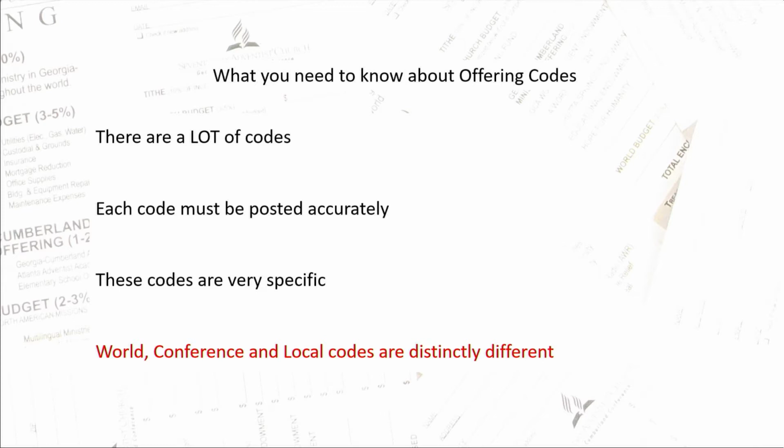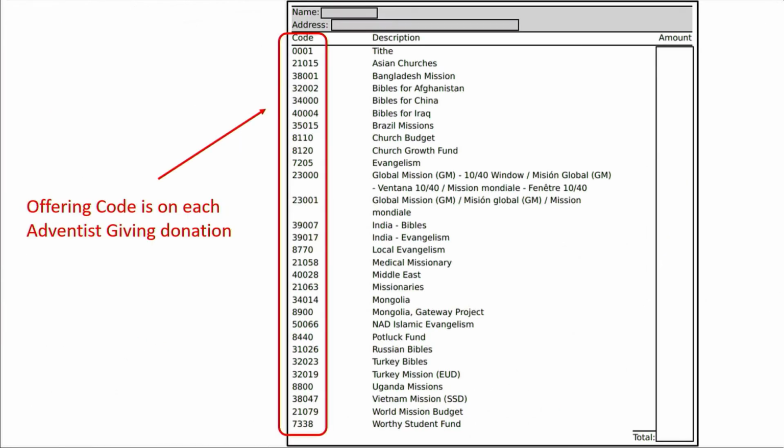When a new code shows up on your Adventist Giving mapping page, the first thing you need to know is if it is a world, conference, or local code. To know this, look at the code numbers. You'll find the account codes on the left border of each Adventist Giving individual donation, like this very long one here.